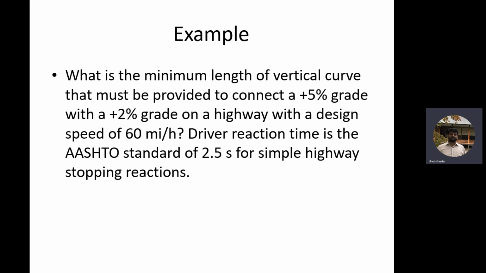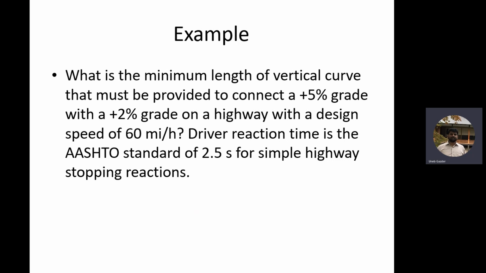The first thing I should know is what type of curve I have. What is it? Crest. Yes, G1 is more than G2 and it's a crest. You can see both are positive, but still it's a crest because G1 is higher. Something I mentioned yesterday: you can have 2 positive gradients and you can have 2 negative gradients as well. So it's a crest curve.